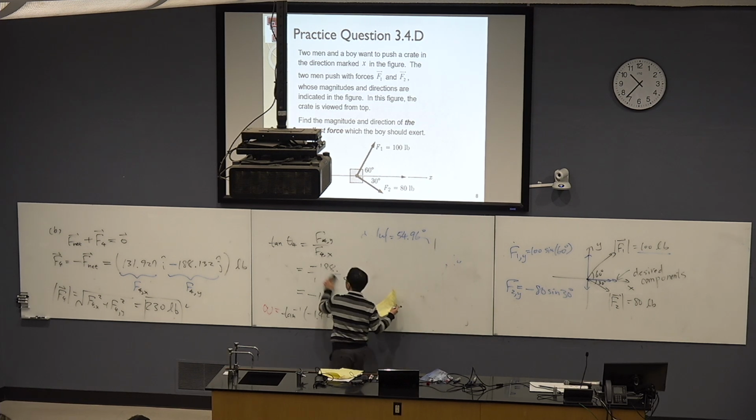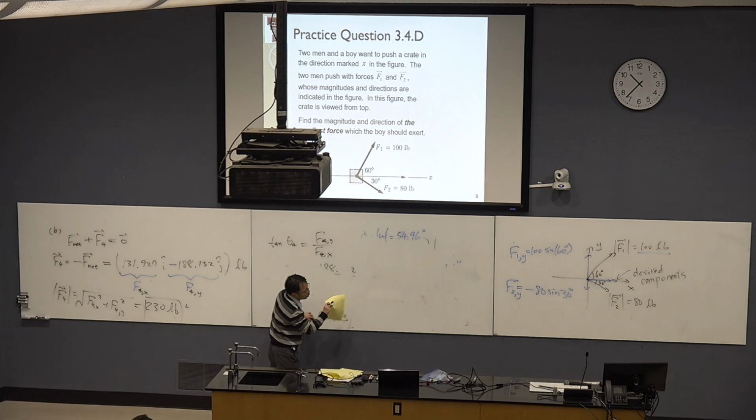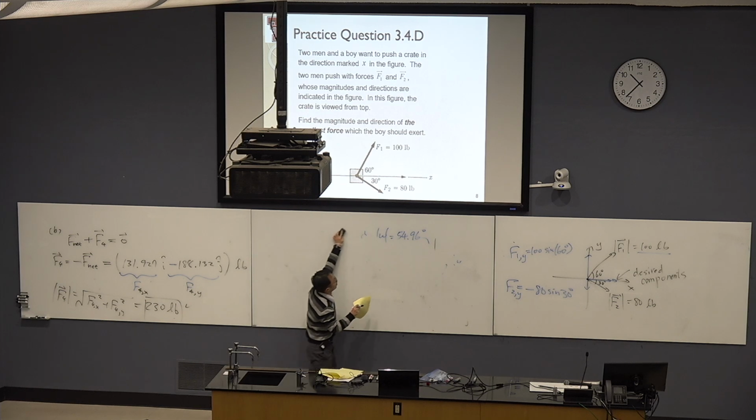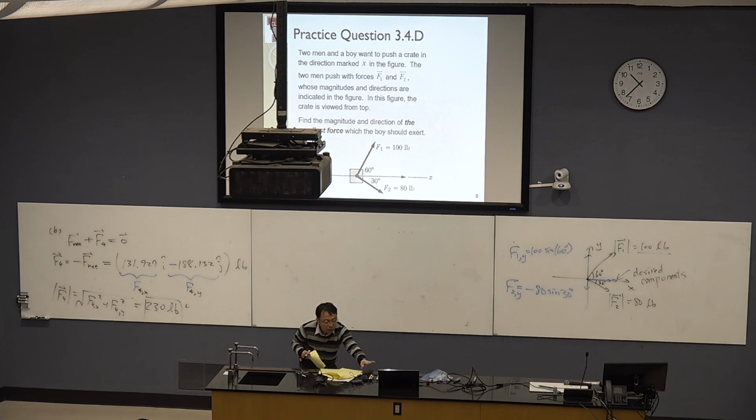So now we try to achieve the minimum force from the boy. The force from the boy can also have an x component, right? But if it has an x component, then it's not a minimum force because it already has a y component, right? And so that means the minimum force should contain only the y component. Minimum force from the boy.